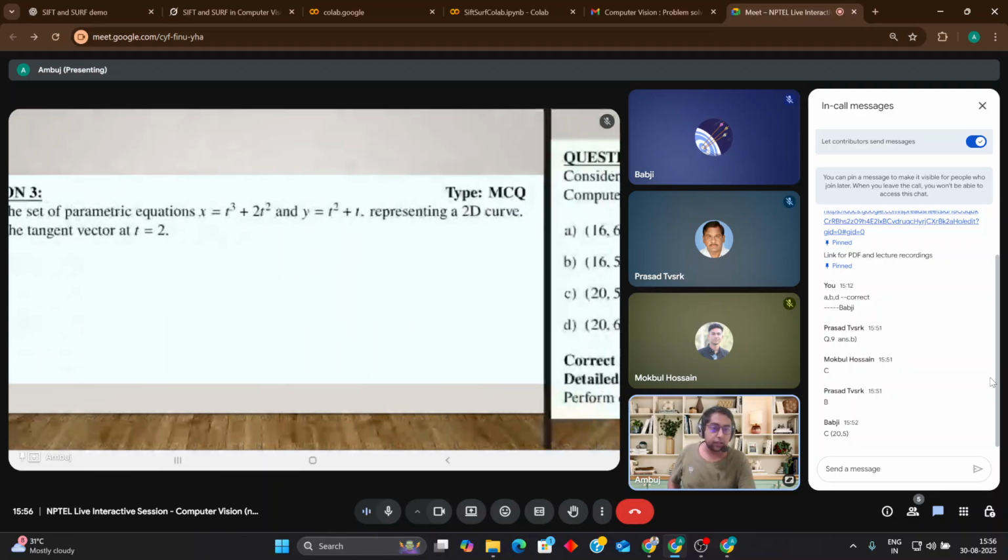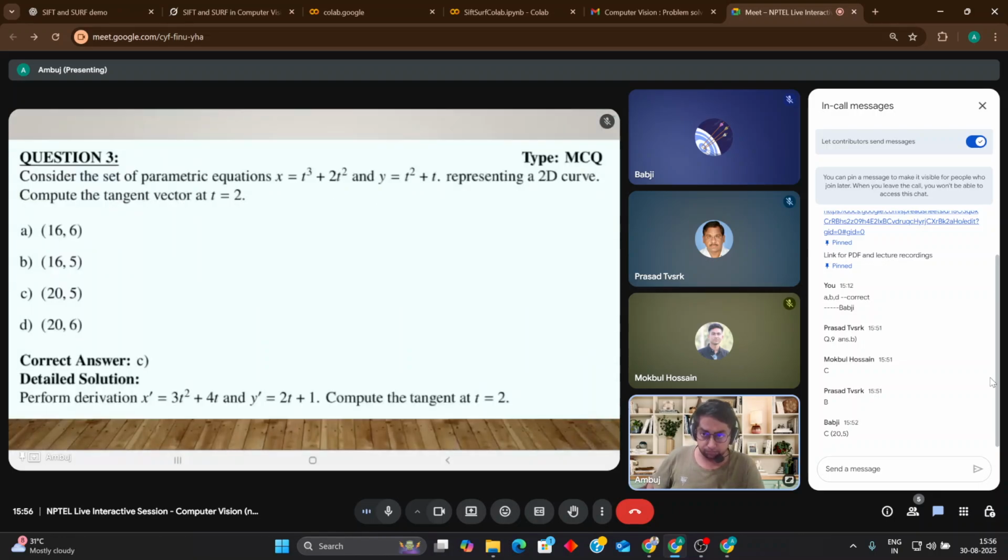I am very happy that at least you tried to solve. Consider a set of parametric equations x equal to t cube plus 2t square, y equal to t square plus t. It represents a 2D curve. Then you have to compute the tangent vector at t equal to 2. You have to perform the derivation and then you will see that it would be option number C, it won't be option number B.